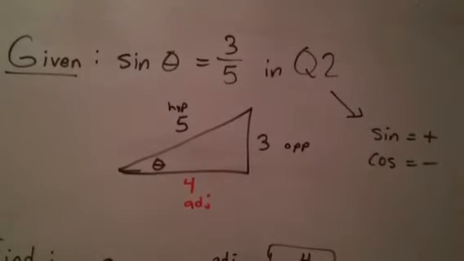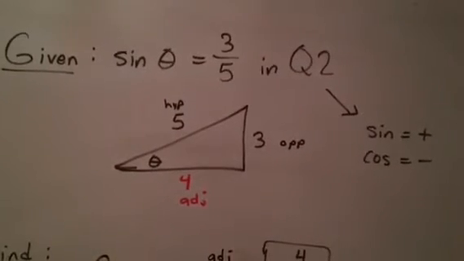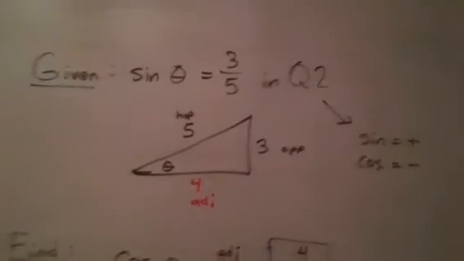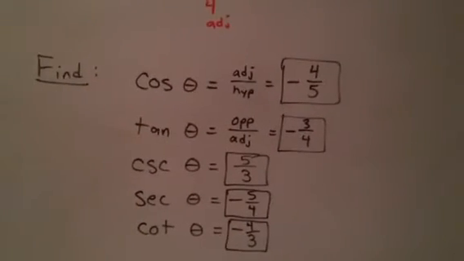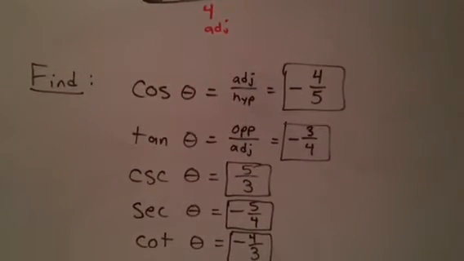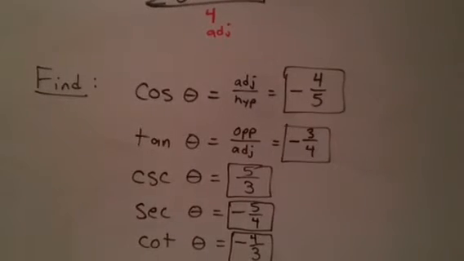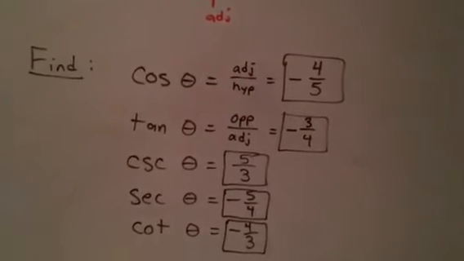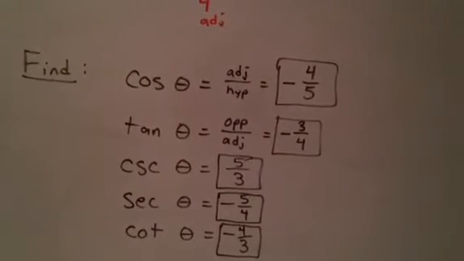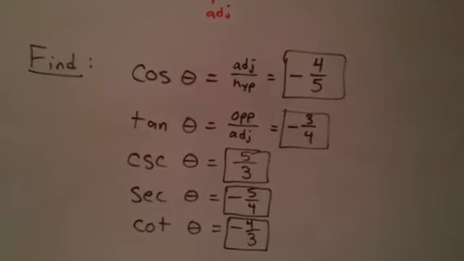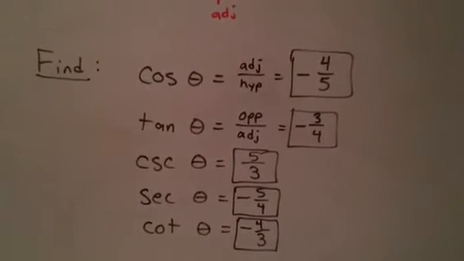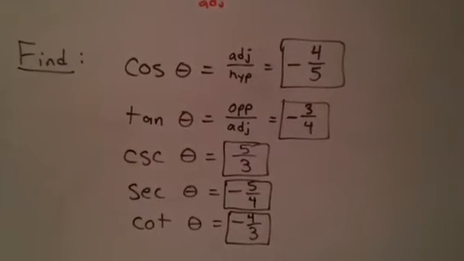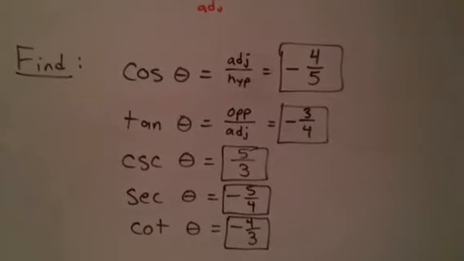We can now write in all of the different trig functions based on this triangle and the knowledge that we're in quadrant 2. For cosine, cosine is adjacent over hypotenuse. The adjacent side is 4, the hypotenuse is 5. And since cosine is negative in the second quadrant, we get negative 4/5. Tangent is opposite over adjacent, where the opposite side is 3 and the adjacent side is 4. Tangent being sine divided by cosine, positive divided by negative makes tangent negative in the second quadrant.